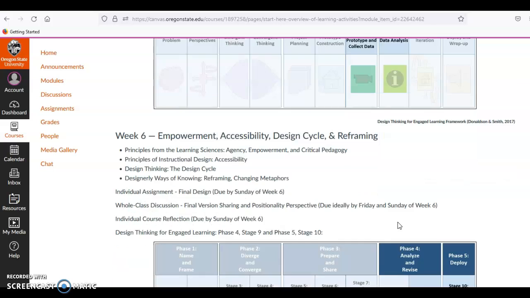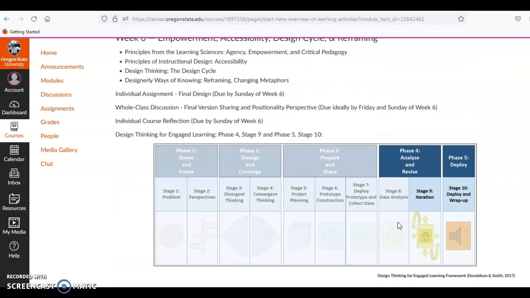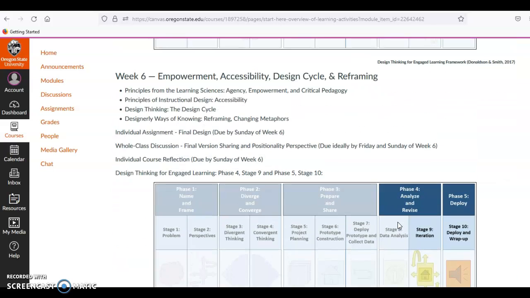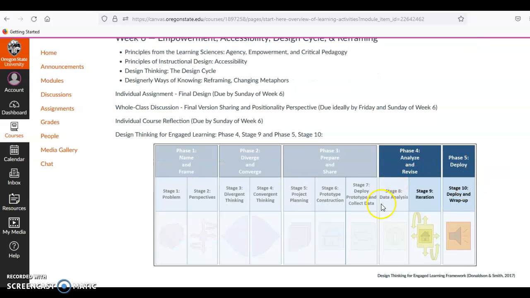And then here we are in week 6. Week 6 is where we're going to spend time understanding a little bit more about accessibility and our positionality or empowerment, and then how we landed with our wicked problem and our prototype. So this is the final steps where we continue to go through iteration and user testing back and forth, and then we would generally be deploying our solution out there and continuing to refine it.